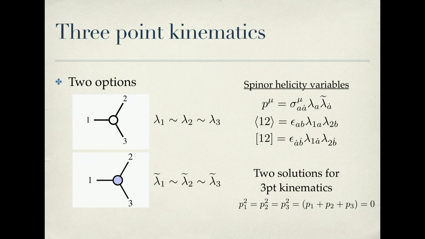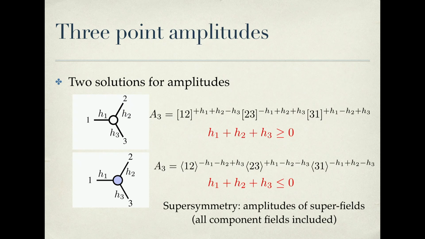Just to remind you, we discussed the 3-point kinematics, and using spinor helicity variables, we found that for complex momenta, there are two solutions to the on-shell conditions and momentum conservation at 3-point. For the three momenta, either their lambda spinors are proportional or their lambda tilde spinors are proportional. That's just kinematics. And from that, using the Lorentz symmetry, we can completely fix the form of the 3-point amplitudes in any theory.